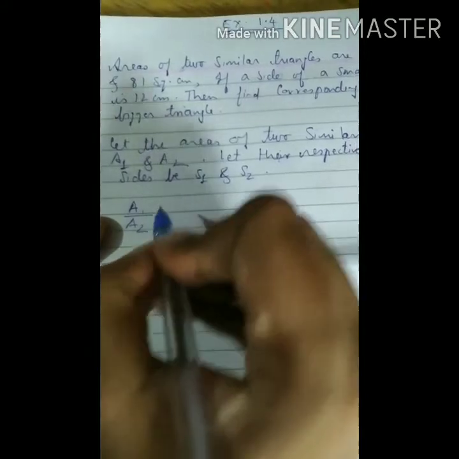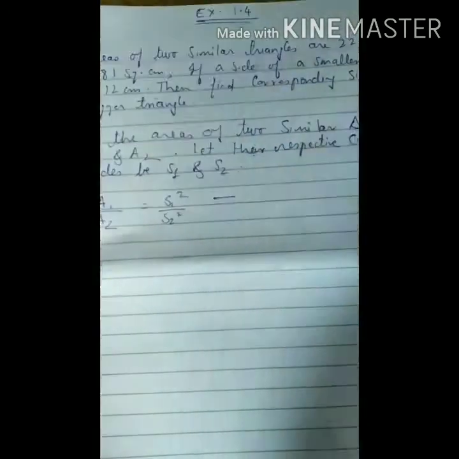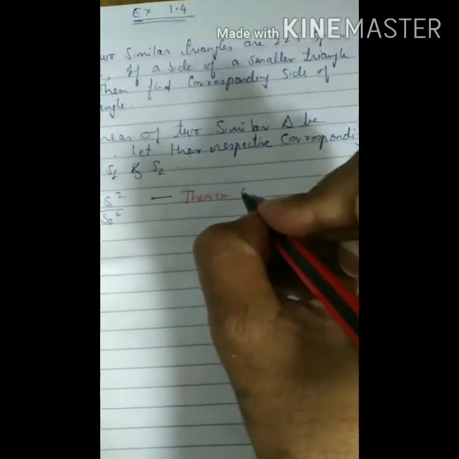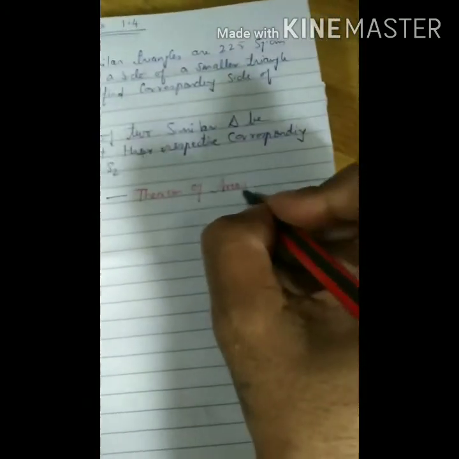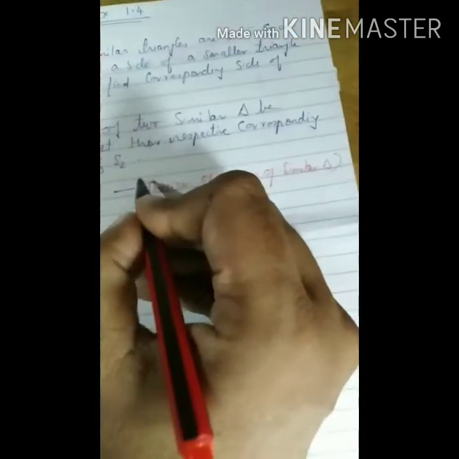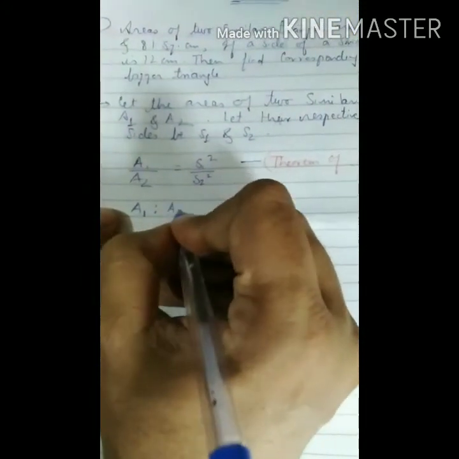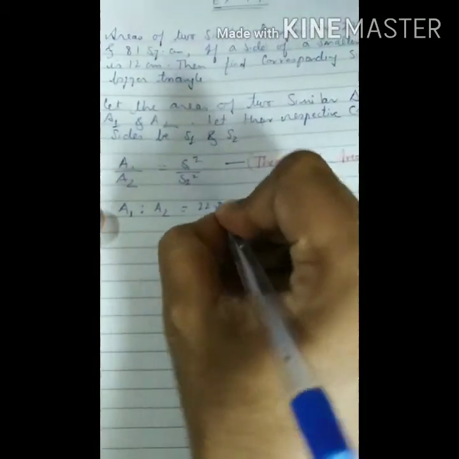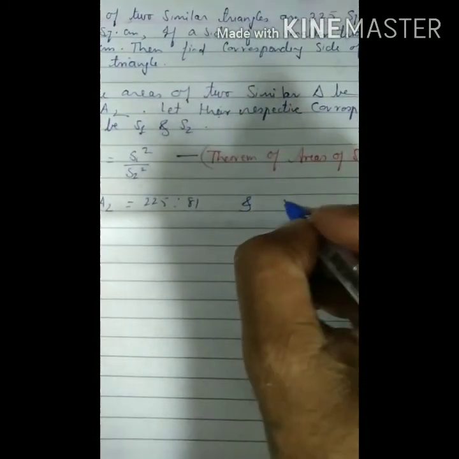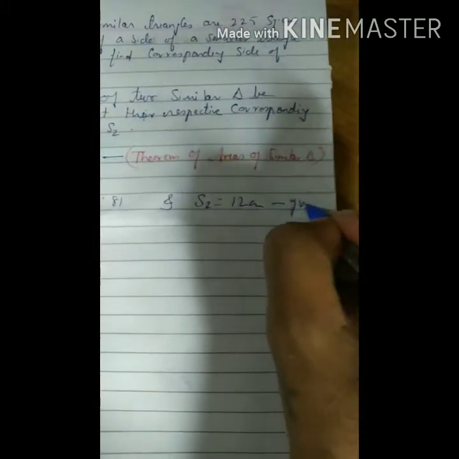So we know A1 upon A2 is equal to S1 square upon S2 square, that is, by the theorem of areas of similar triangles. So here A1 is to A2 is given 225 is to 81, and S2 is given 12 centimeter.